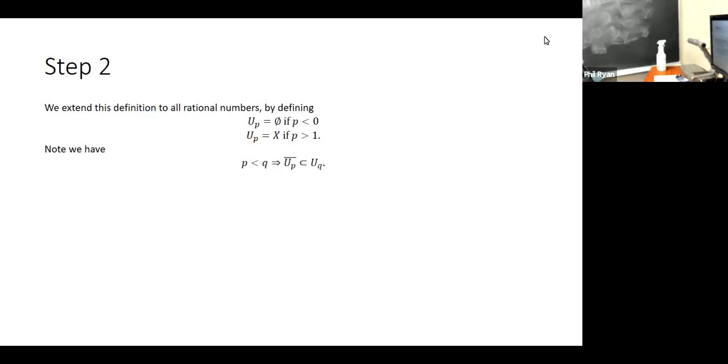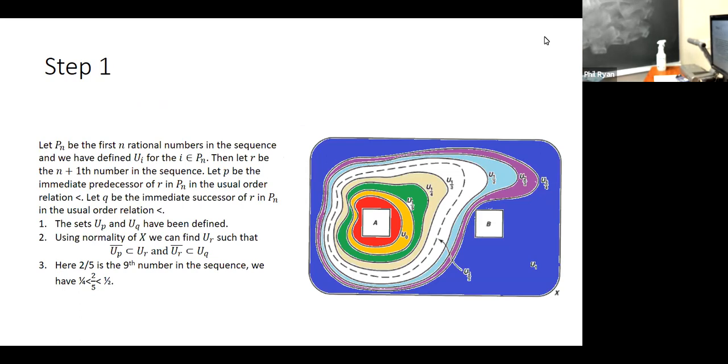Okay, so for example, if we go back here, in here, we've got 1, here's 3/4 and 1, here it's 2/3, 3/4 and 1. 1/2, 2/3, 3/4, 1, etc. So as we go in towards A, we're getting more and more sets that we're covering.